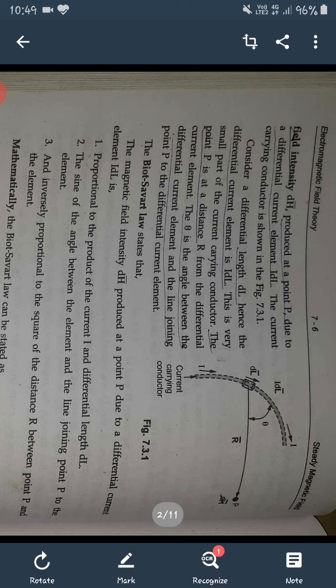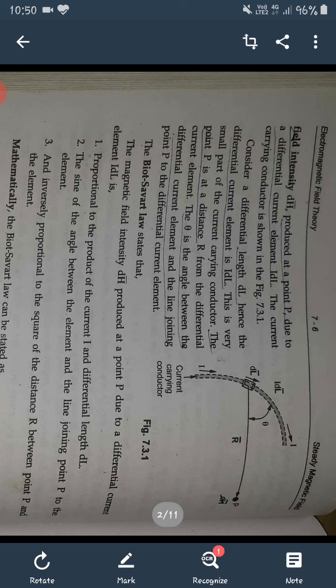The point P is at a distance R from the differential current element. You can see the distance of point P from the differential current element is R. The theta is the angle between the differential current element and the line joining the point P to the differential current element. So that is theta.